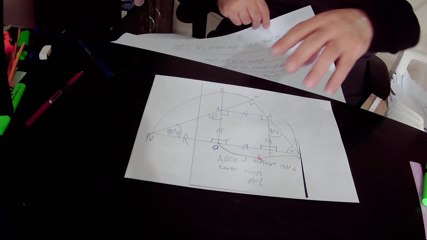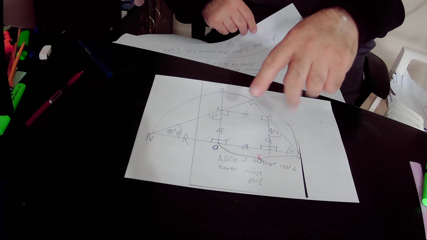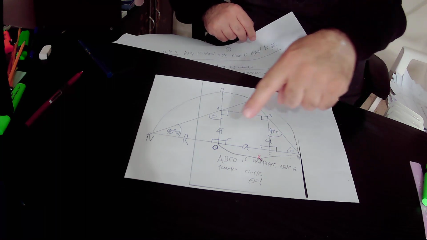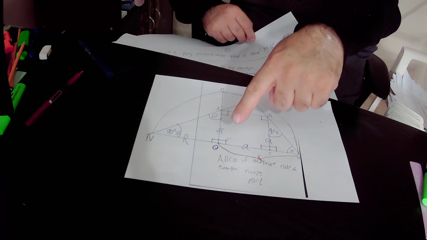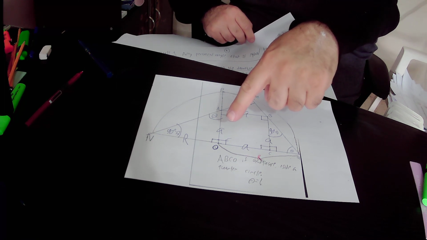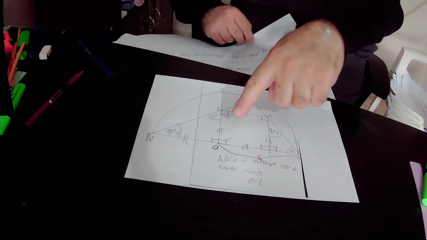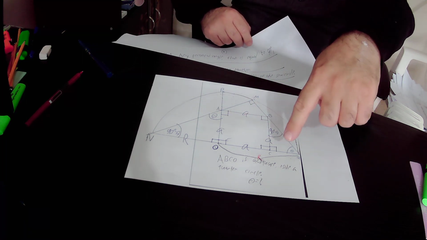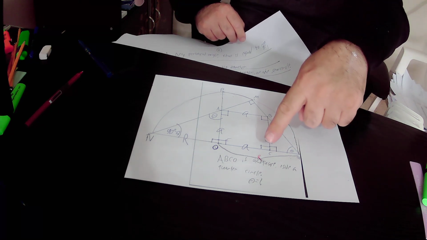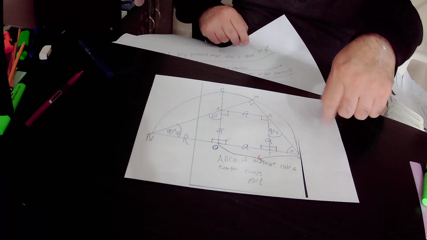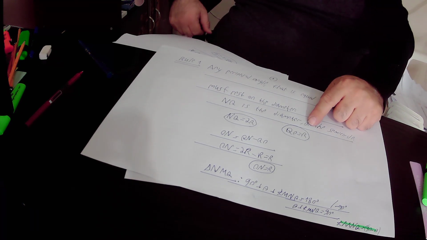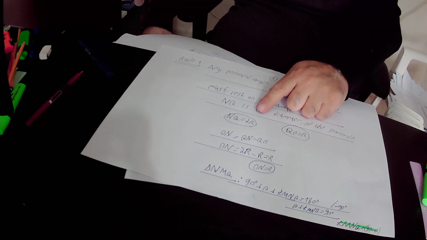But because this is a quarter circle, OQ must be the radius of the quarter circle, and O must be the center of the circle, or quarter circle or semicircle. Anyway, it is the center of the circle. But QO is the radius. So we define the radius of the quarter circle as R. So we found out that QO equals R and NQ equals 2R. This is the diameter of the circle.